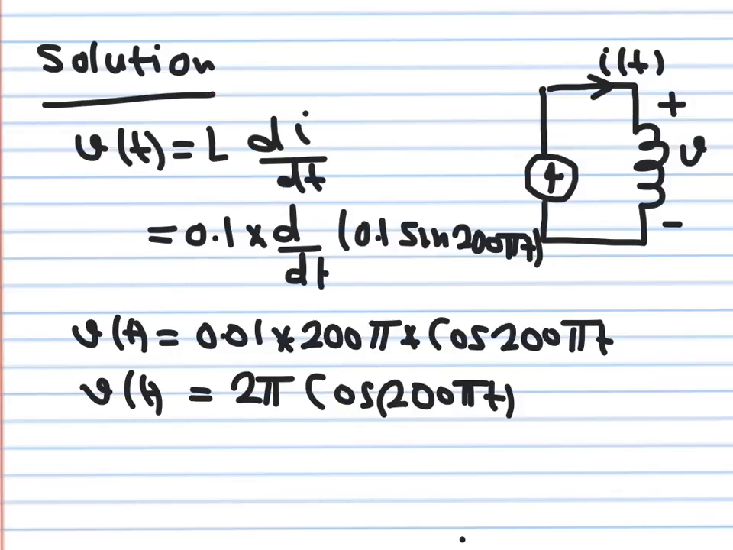The expression is V equals L di/dt. L is 0.1 Henry, i is 0.1 sin(200πt). Again, 0.1 times 0.1 will give you 0.01. The derivative of sin(200πt) will give you 200π multiplied by cos(200πt). If you multiply this by 0.01, you get 2π. So if the current is a sine function, the voltage is a cosine function. And of course you have different amplitudes, and this amplitude will depend on the frequency and on the inductance.